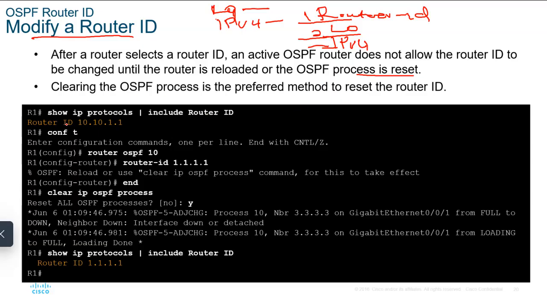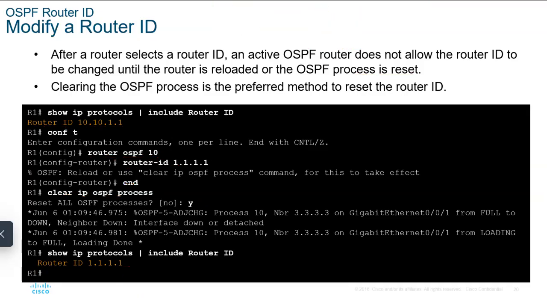So here, as you can see, we have the router ID on router 1. The router ID is 10.10.1. After configuring, as you can see, we have router OSPF, then router ID. You have to clear the IP OSPF process so that it can pick this one here. After clearing the IP OSPF process, these are the steps, then the router will be able to pick one as the router ID.